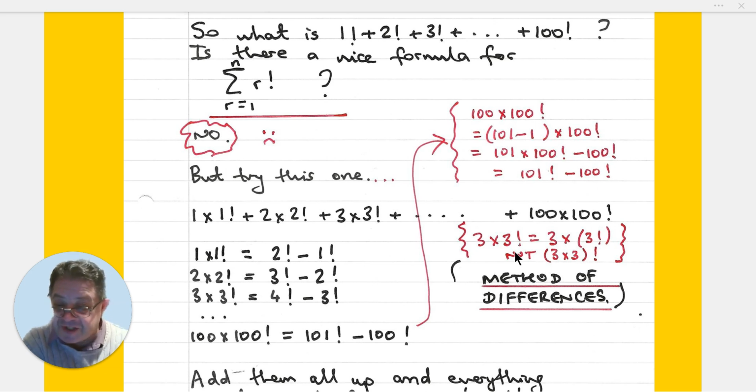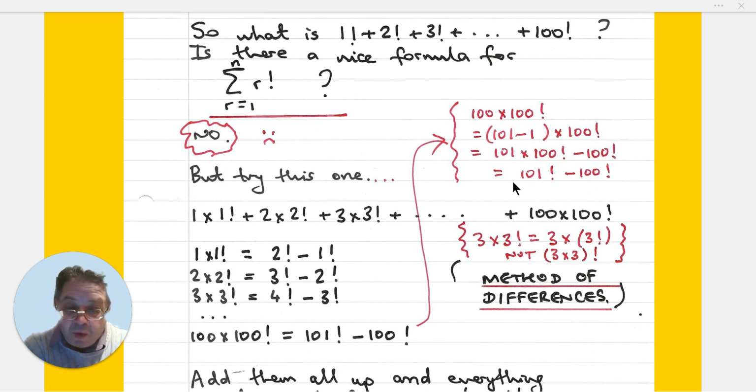So method of differences. We take the terms. 1 times 1 factorial is 1, which is 2 factorial, take 1 factorial. 2 times 2 factorial is 4, which is 3 factorial, take 2 factorial. 3 times 3 factorial is 3 times 6, 18, which is 24, take 6, which is 18, and so on.